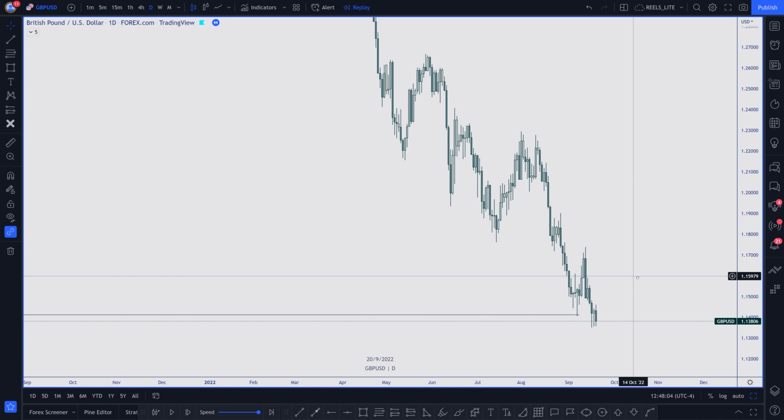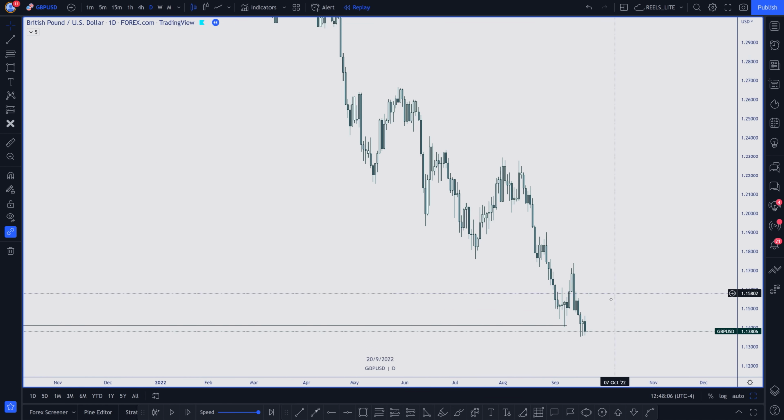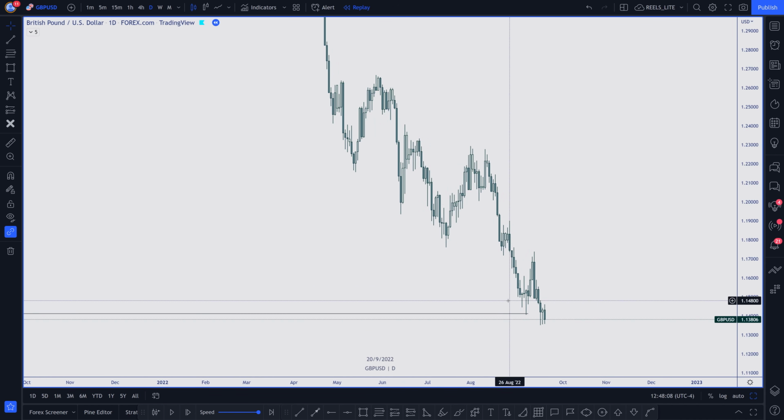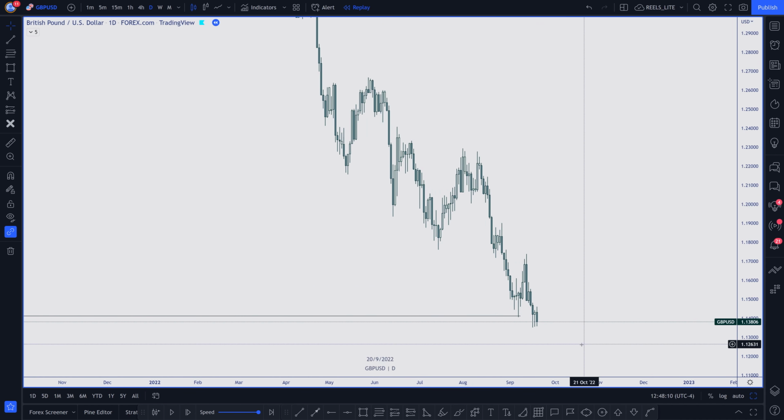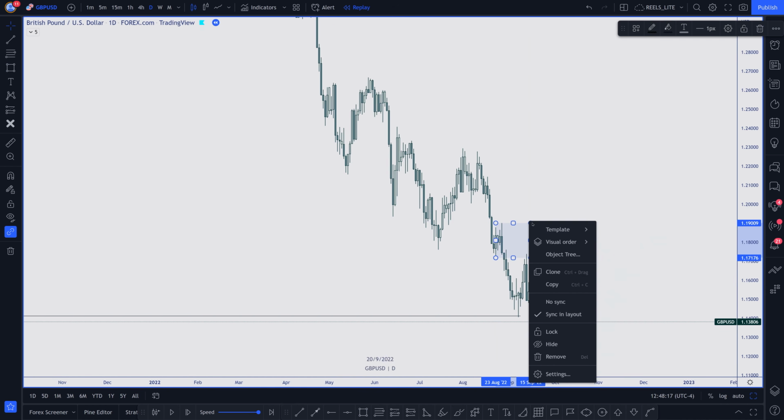What with the US dollar being as strong as it is, and with the pound actually weakening, same with the euro, same thing's kind of happening. But in terms of supply and demand zones, what I will mark out here is this one daily range that we tapped into.